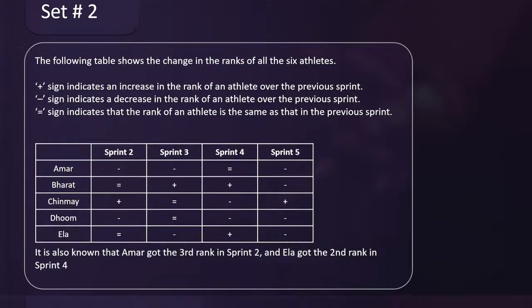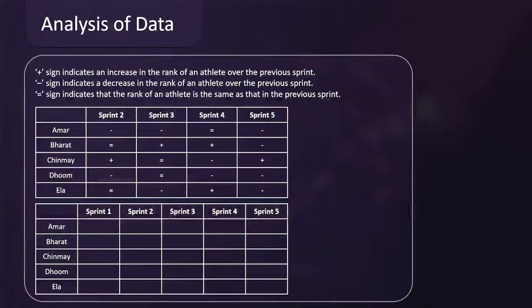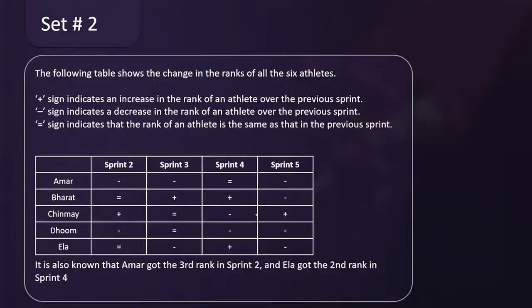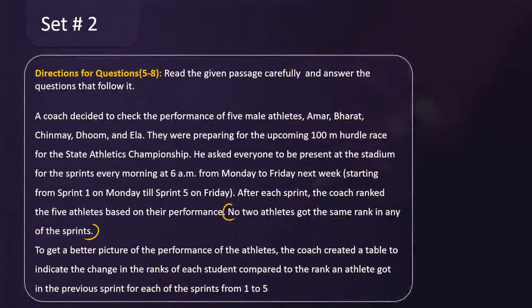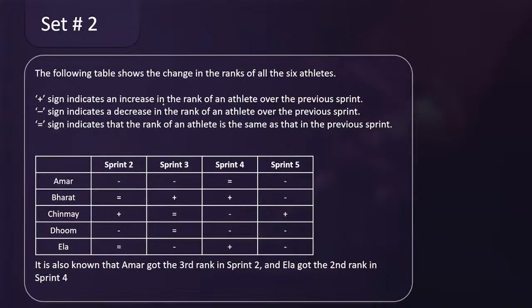Okay. So now I have made an empty table. On the next slide, sprint 1, 2, 3, 4, 5, I'll be writing the ranks of these 5 athletes in these 5 sprints. Okay. Now, first of all, let's focus on some important information. One of them is no two athletes got the same rank in any of the sprints. Fine. So, in any sprint, all the 5 athletes will get different ranks. Done. Next is plus sign indicates an improvement in rank, negative, a decrease in rank, equal to, the same rank.